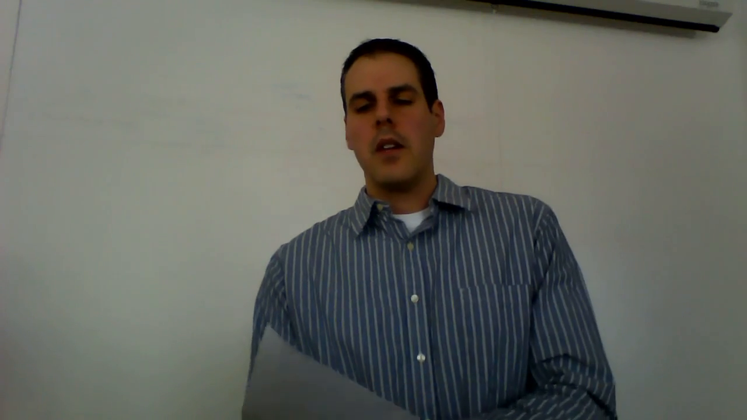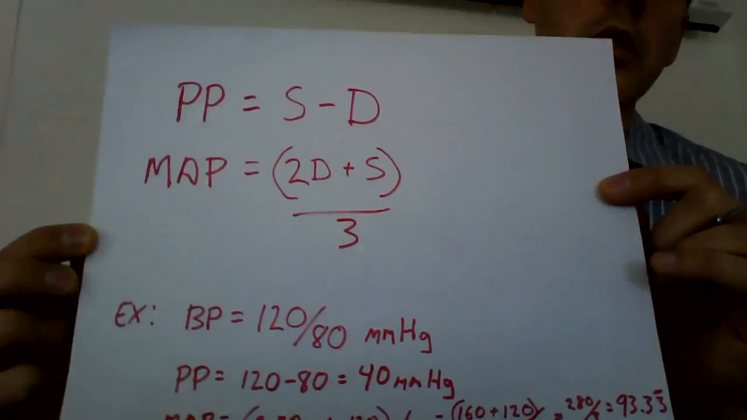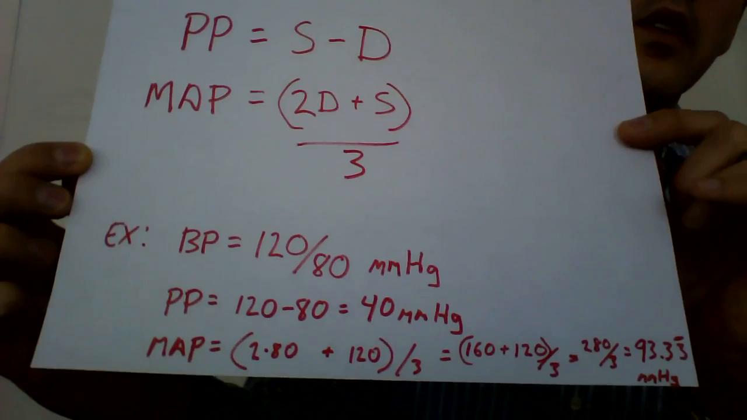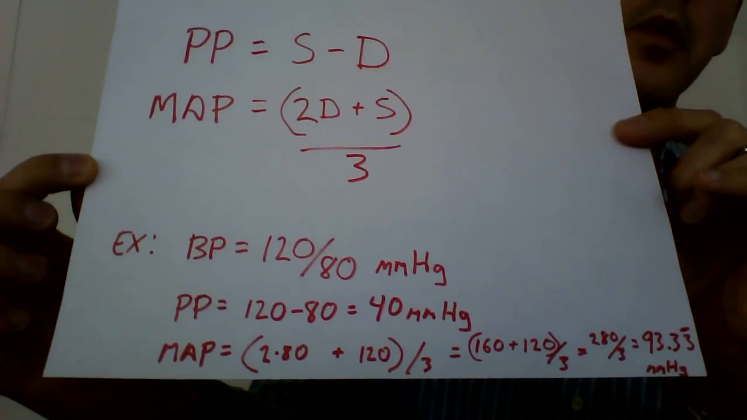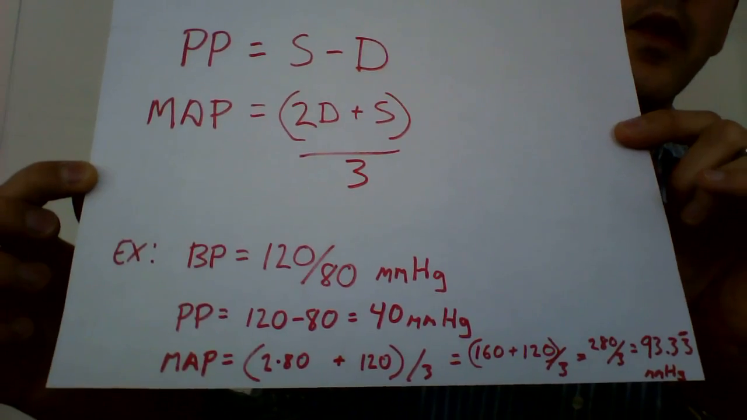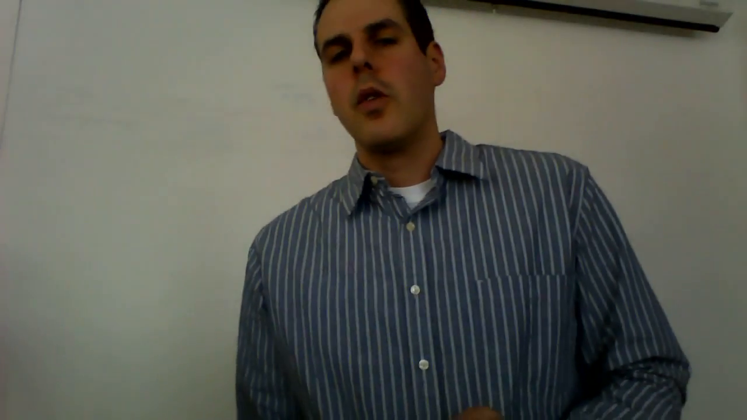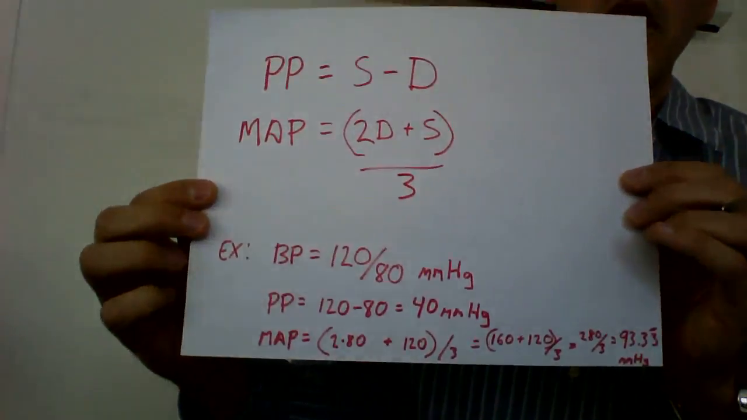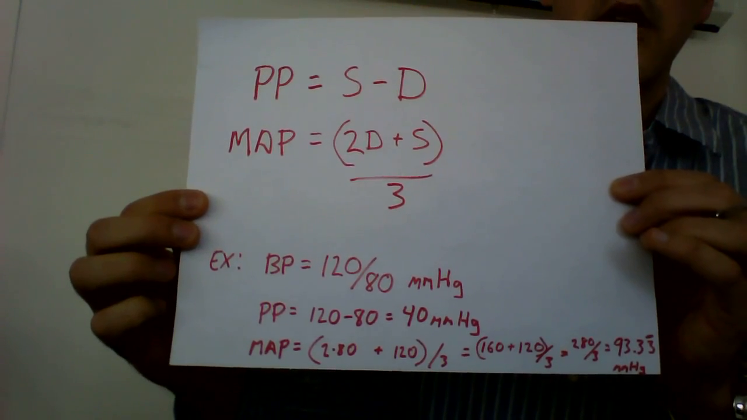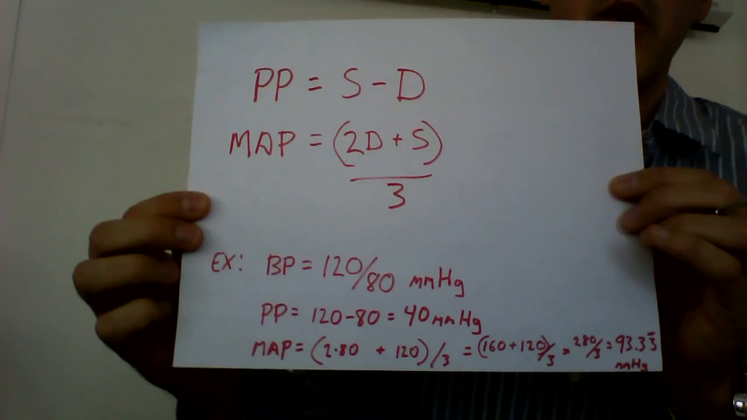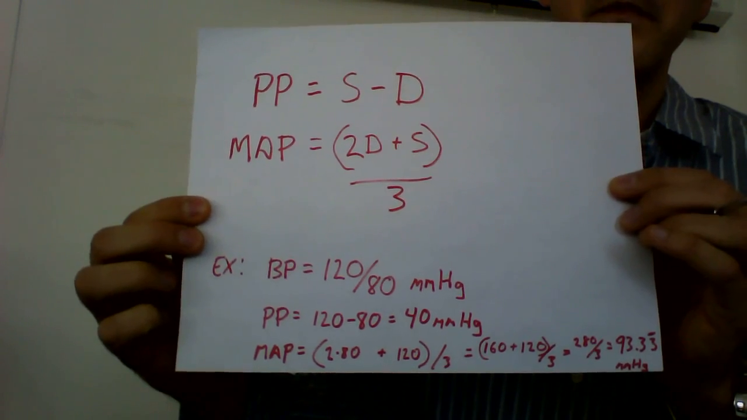Now, the other type of pressure formula we have is a little bit more complicated. It's called mean arterial pressure. So I'll show the formula again here. And you can see I did some examples down at the bottom of the page, so you can write those down. Mean arterial pressure: your formula is 2 diastolic plus a systolic, that quantity divided by 3.